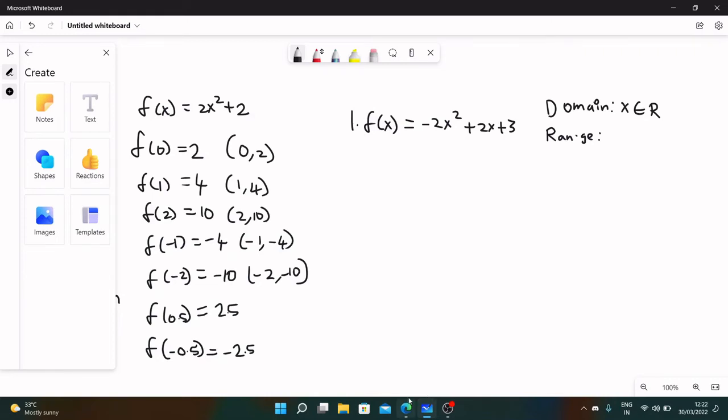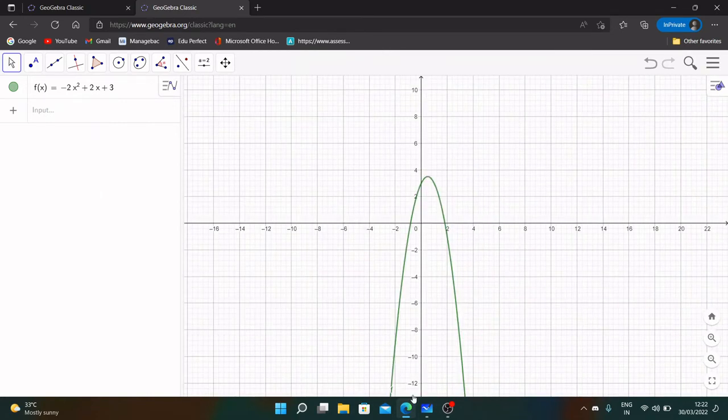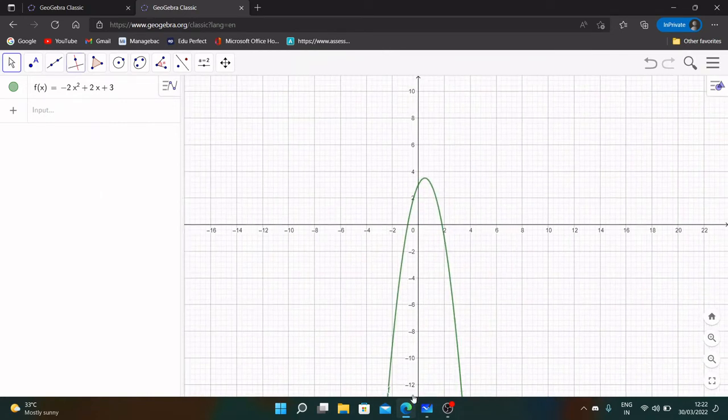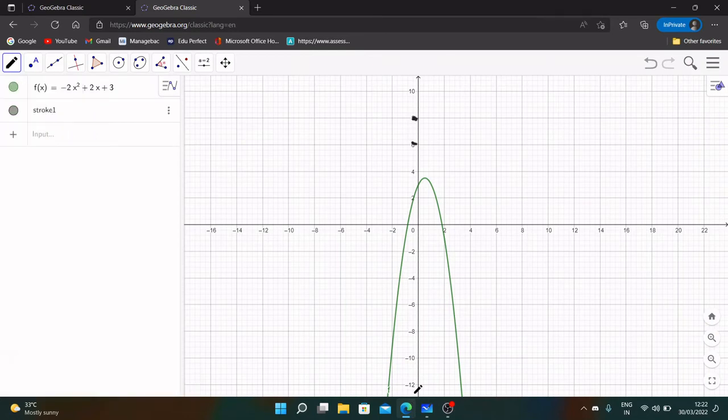What about our range? Our range is the y values, all these values. If you notice, you can't have a y value of 8, 6, or 4. This is the maximum y value we can have. And this would be the y coordinate of the vertex. The y coordinate of the vertex is the maximum y value you can have in a concave down parabola. Remember, it's for a concave down parabola. The y coordinate of the vertex is the maximum y value.